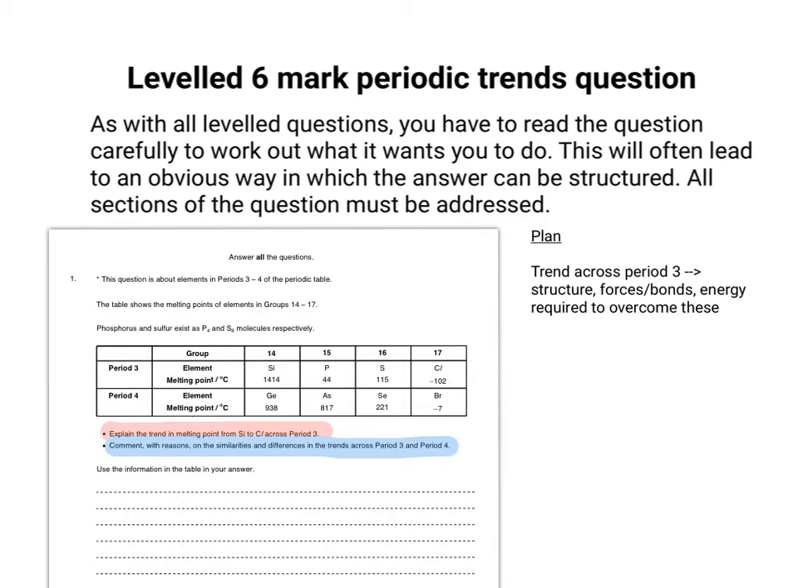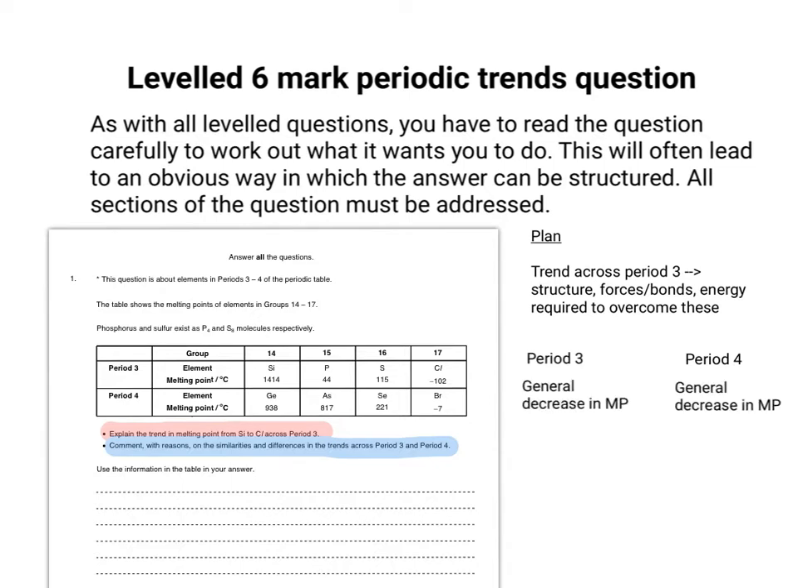So to address the first question, the trend across period 3 needs to include ideas about structure, forces and bonds, and the energy required to overcome them in order for the structure to melt. The second part of the question is asking you to comment with reasons on the similarities and differences in trends across period 3 and period 4.